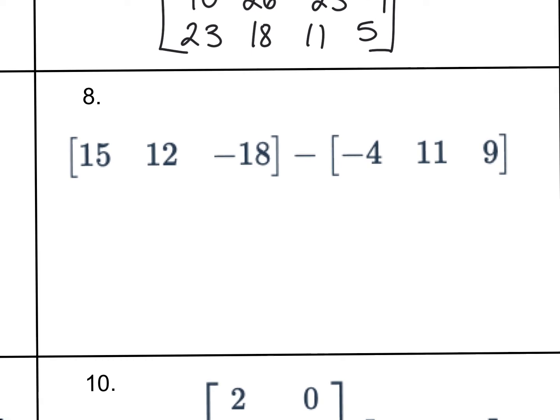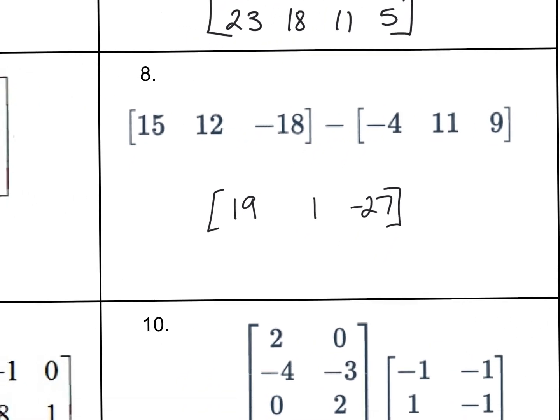Subtract. Subtraction. Are those the same size? Yep. 15 minus negative 4. 19. Be careful with your negatives. Good. 12 minus 11. 1. And negative 18 minus 9. Negative 27. Good. That's it for that one. Any questions on that? Cool.